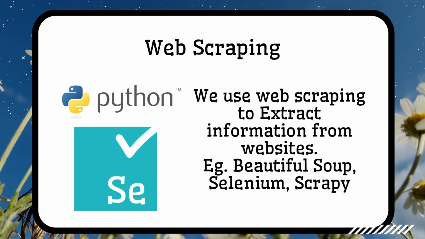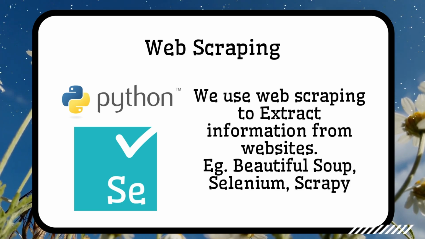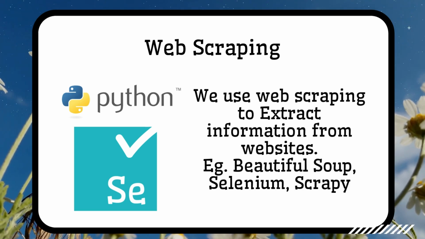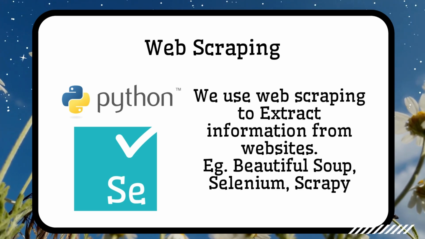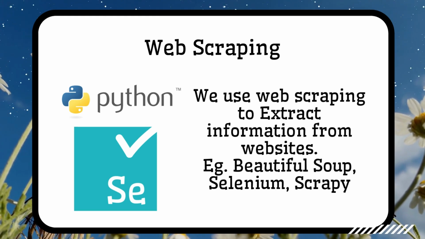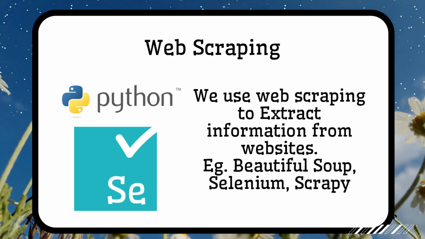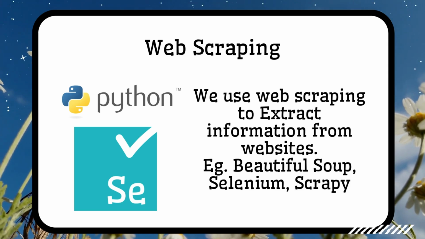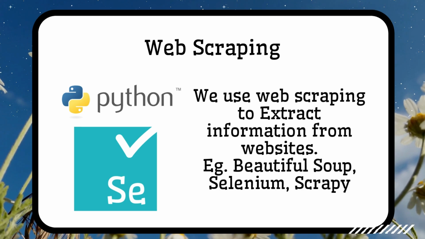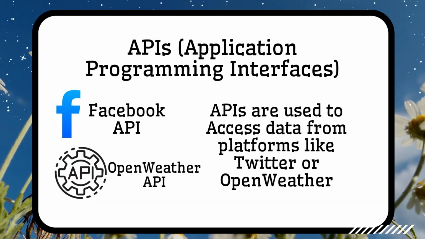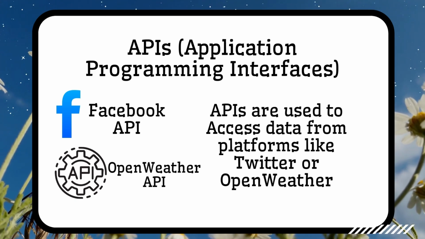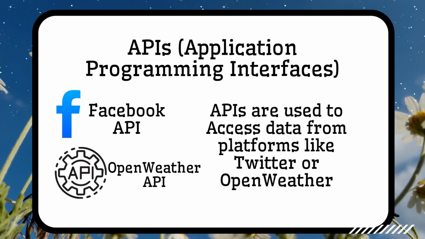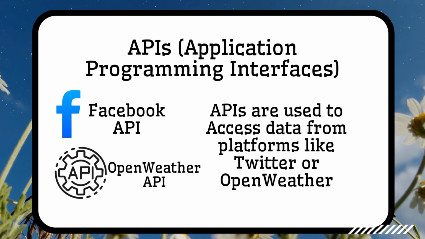Second method is web scraping. We use web scraping to extract information from websites. There are many tools available for web scraping. That includes Beautiful Soup, Selenium, etc. Example of web scraping includes tracking product prices on Amazon using Python's Beautiful Soup. Third, APIs or Application Programming Interfaces. APIs are used to access data from platforms like Twitter or OpenWeather.